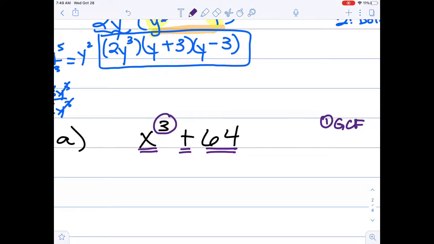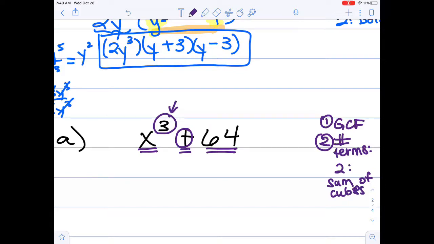GCF. There isn't a GCF here, so we can move on to the number of terms, which we just kind of looked at. There were 2 terms, but this is a cube. So the only way that this could work is if this was a sum of cubes. So we're going to look to see if it's a sum of cubes. Basically, in order to see if this is a sum of cubes, we have to make sure that it's in the form of something cubed plus something cubed.